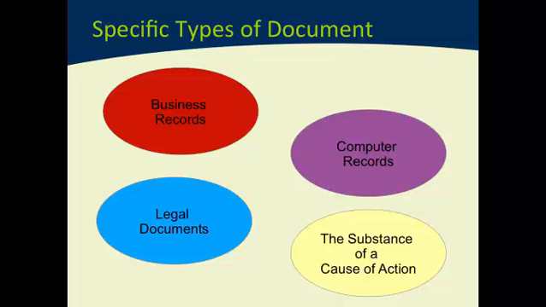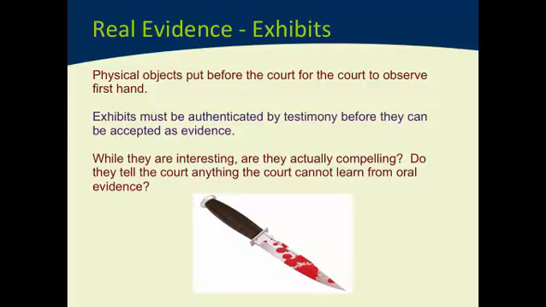The third type of evidence we need to look at is real evidence. Real evidence is actually a catch-all phrase for a bunch of quite different types of evidence. The thing that they have in common is that the court is able to directly feel or directly experience or touch or see the real evidence. The first type of real evidence is an exhibit.